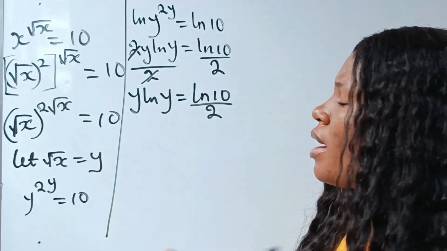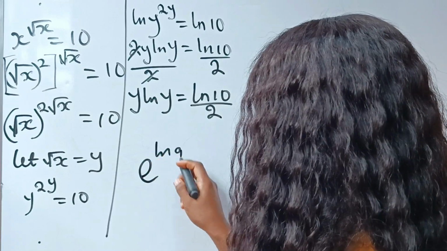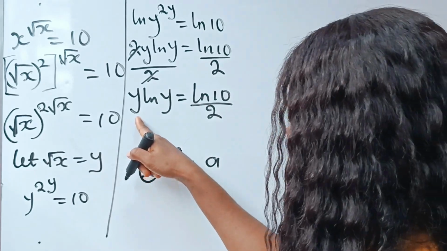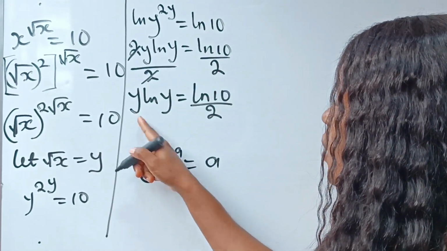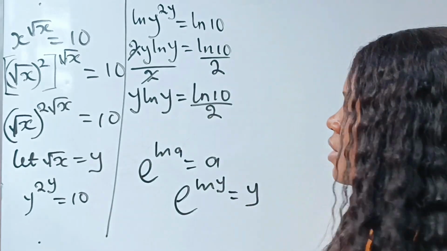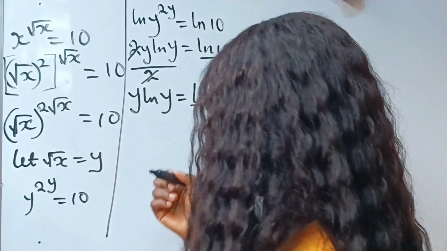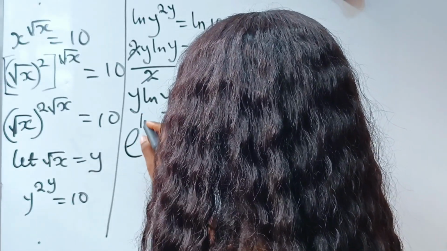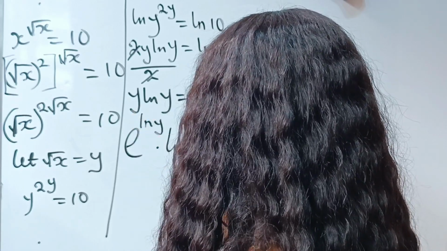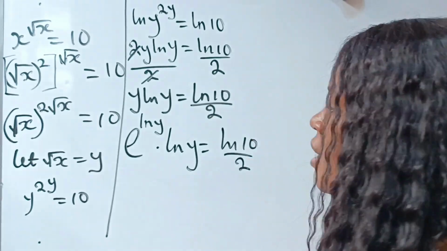Now anytime you say e to the power of ln a, this is equal to a. That means that if I want to get y, I can replace y with e to the power of ln y, because this will still give me y. So that is exactly what I'm going to do here. I will now write this as e to the power of ln y, that is for this y, multiplied by this ln y is equal to ln 10 divided by 2.